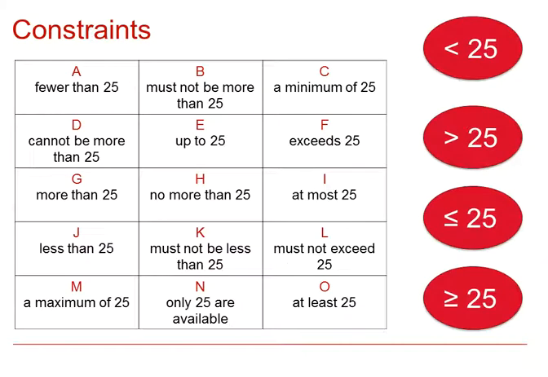Let's see which of these boxes would actually mean a constraint of less than 25. Well, fewer than would be, so that would be box A. Box B, must not be more than, would be less than or equal to. So you can see that you have to read it very carefully. For C, a minimum of 25 would be greater than or equal. Likewise for D, it cannot be more than 25, would mean that it has to be less than or equal to 25.